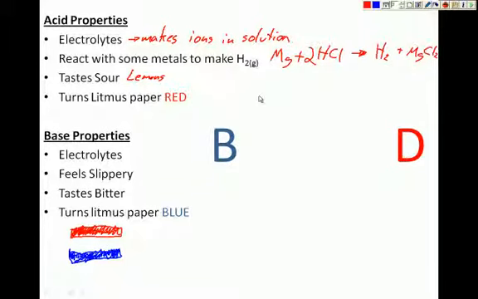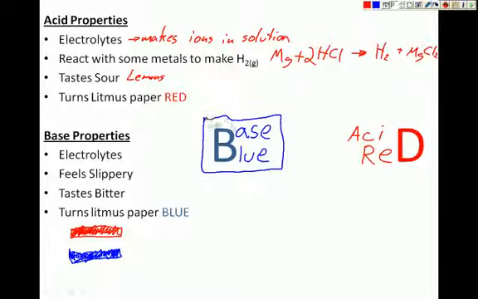We can memorize this by thinking of it this way. If it's an acid, it will turn red. And if it is a base, it will turn blue. So bases will turn blue, and acids will turn red.